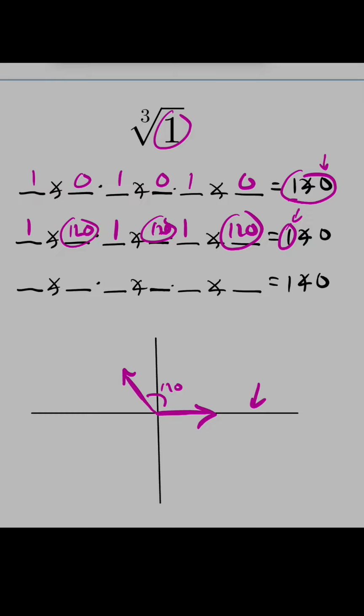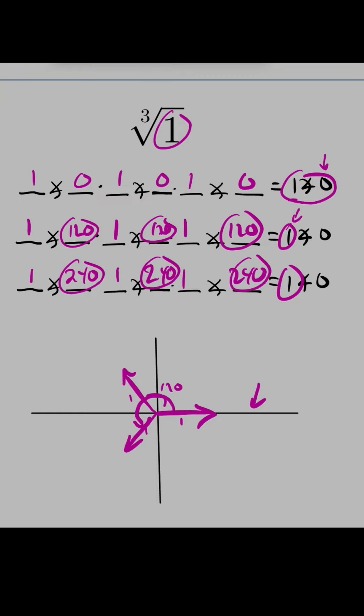But also, let's do it again. 1 times 1 times 1 is still the 1 I want. But another angle that's going to work is 240. 240 and 240. And that would be down here, right? So that these would all have a length of 1. But now this one has an angle of 240, which goes all the way around to there. And if I tally it up, 240 plus 240 plus 240, that's 720. But that's just two 360s, but that still puts me in the same spot. So all of these numbers, when I multiply them together, I end up getting 1 at 0.